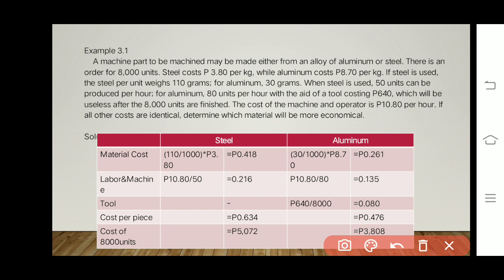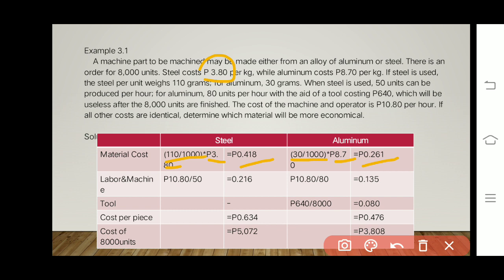So, ito yung table natin. Ang gagawin muna natin, identify natin kung ilan yung magiging cost per item, per unit. So, we have for the material cost, 'di ba, sa isang unit, 110 grams ng steel ang magagamit. So, yung grams, kinonvert lang into kilogram. So, yung cost niya, i-multiply lang natin doon sa presyo ng steel per kilogram na 3.8. So, we have 0.418. So, ganoon din naman sa aluminum, 30 grams, kinonvert sa kilogram. Then, yung presyo per kilogram, 8.7. So, we have 0.261.